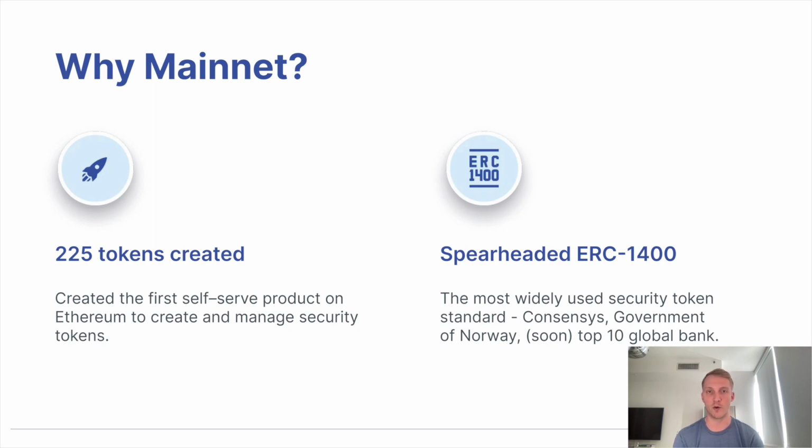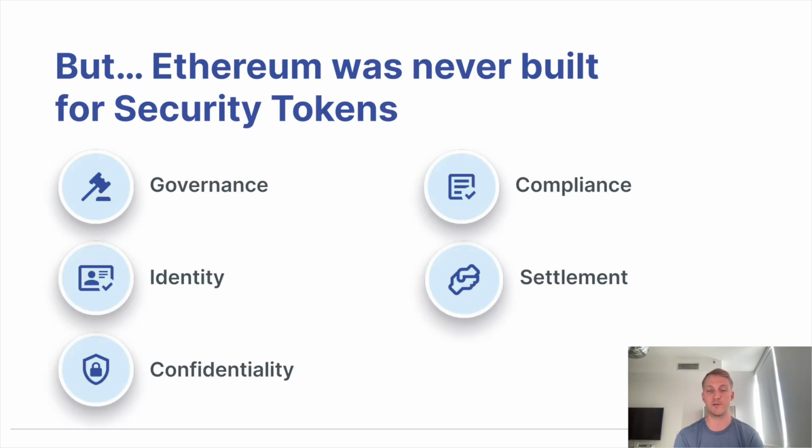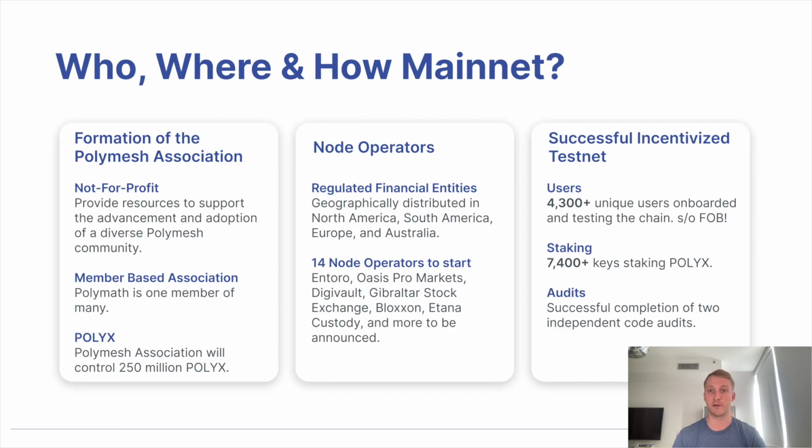And so, again, why did we start building our own blockchain? I think a lot of it is because Ethereum was never built for security tokens. As we started talking to more and more large financial institutions, we kept hearing the same five issues over and over again: governance, identity, confidentiality, compliance, and settlement. And so back in 2019, we announced that we would start building our own blockchain called Polymesh, purpose-built for security tokens. A few things had to get done before we finalized that.